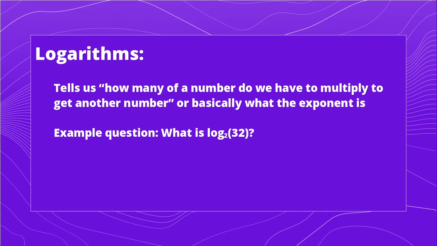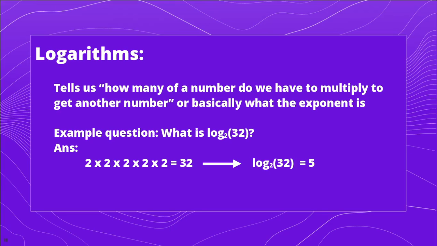Another question, what is the log of 32 with base 2? It is 5 times, since 2 into 2 equals 4, 4 into 2 equals 8, 8 into 2 equals 16, and then finally 16 into 2 equals 32. So we will write this as the log of 32 with base 2 equals 5.